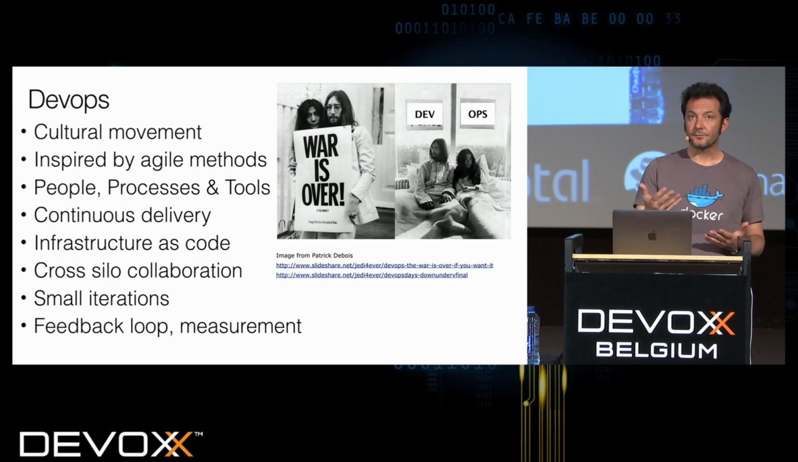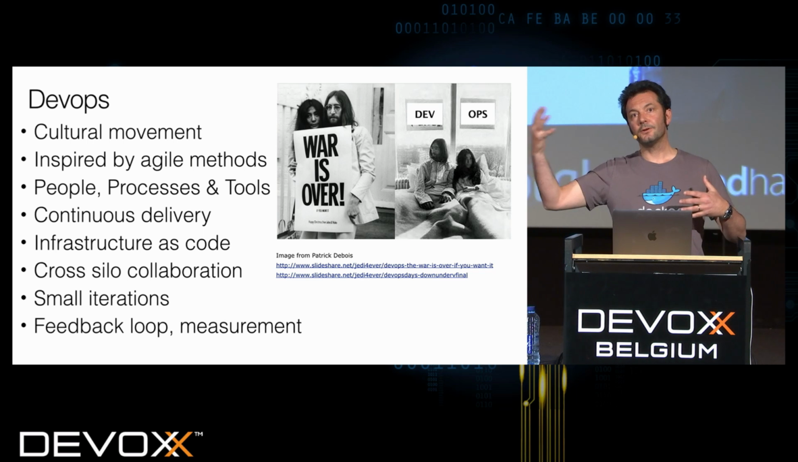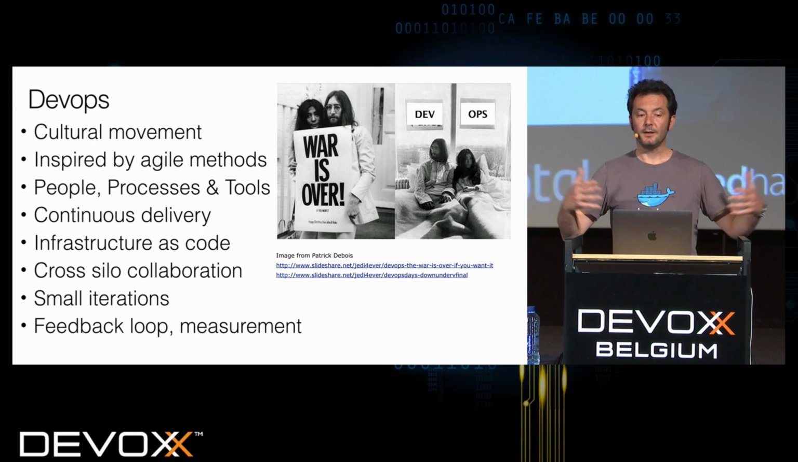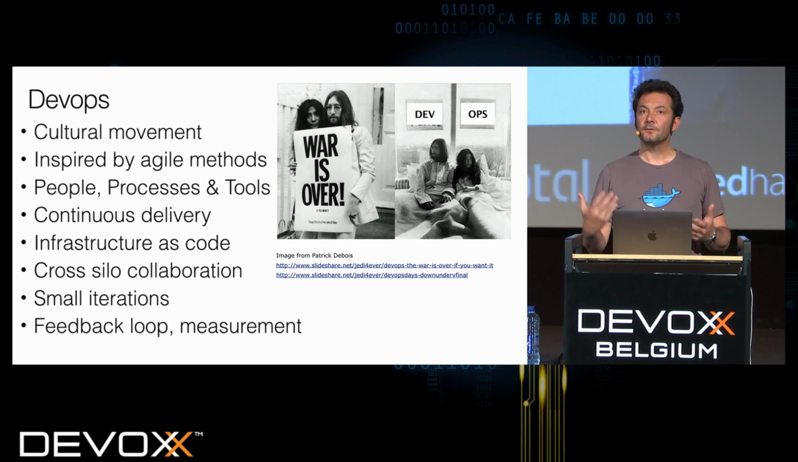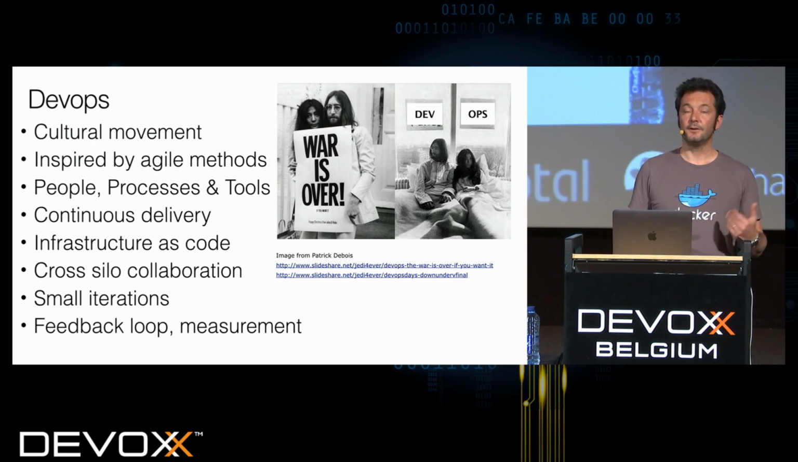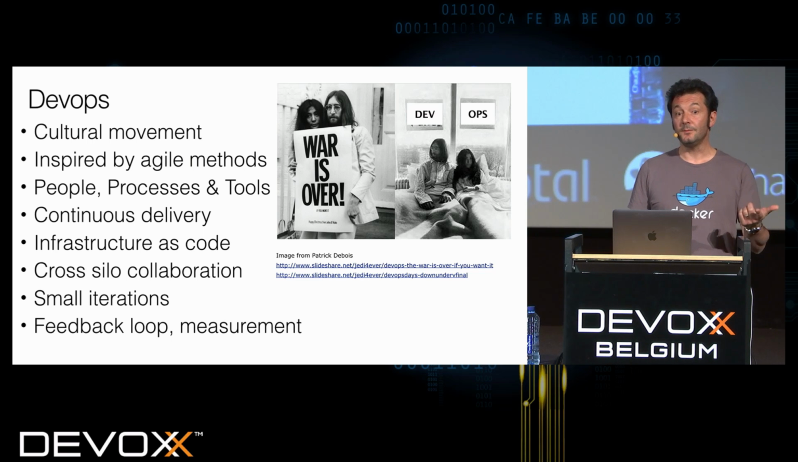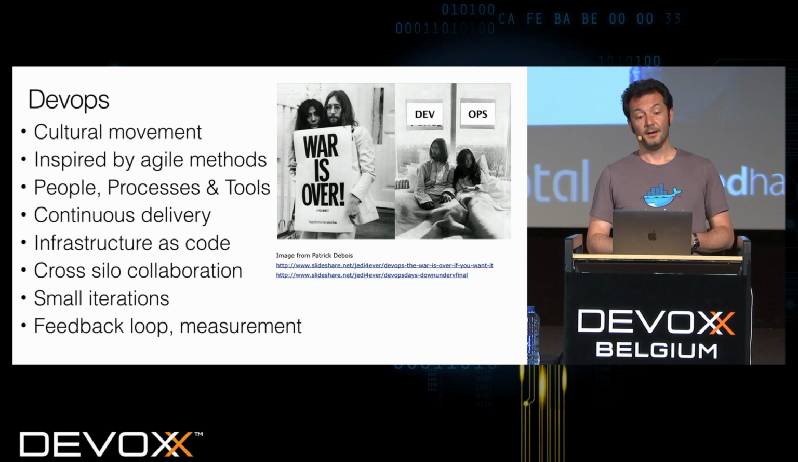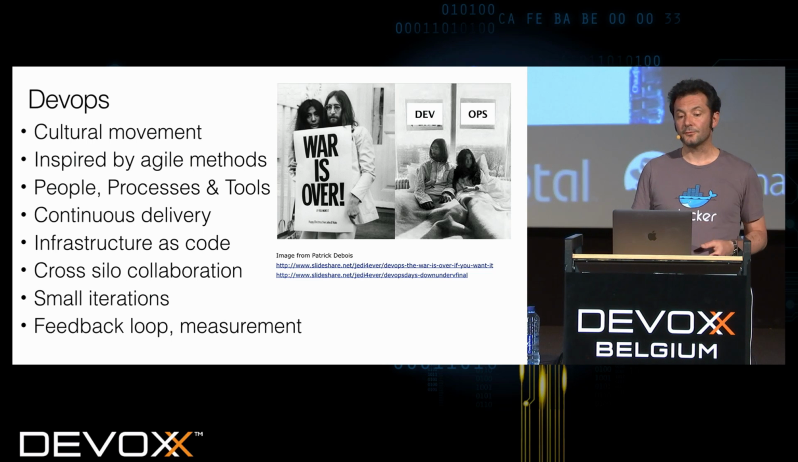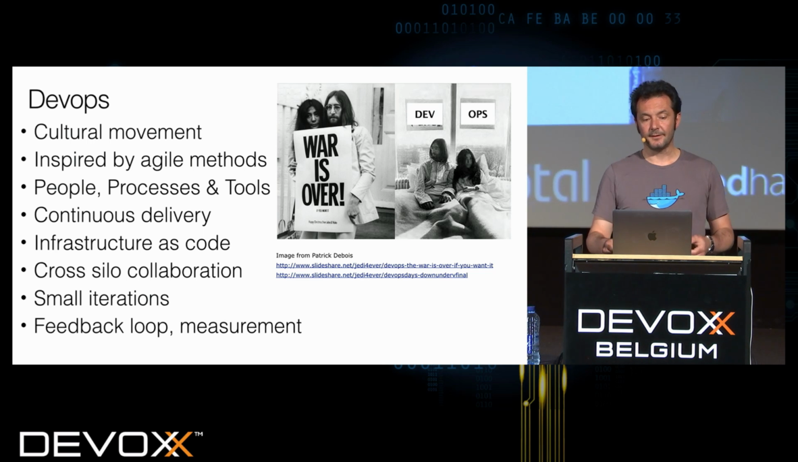So DevOps is a cultural movement. To me, it's a prolongation of what Agile is about, but including the ops teams. It's not only about tools, it's mostly about people and processes. So when people want to introduce a DevOps approach in their company, one of the first things to look at is training people, maybe reorganizing the teams in a different way, and then introducing practices like continuous delivery, infrastructure as code, collaboration among silos, and doing small iterations in order to have a feedback loop and measure everything.